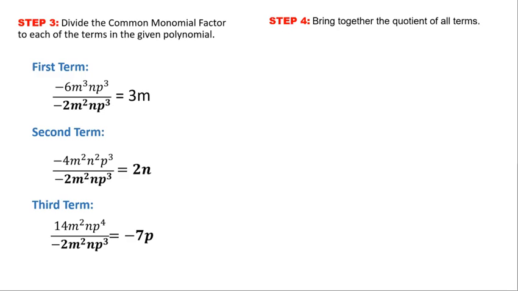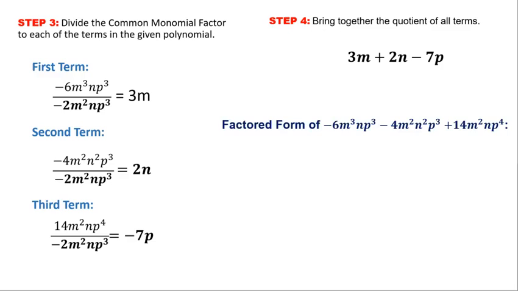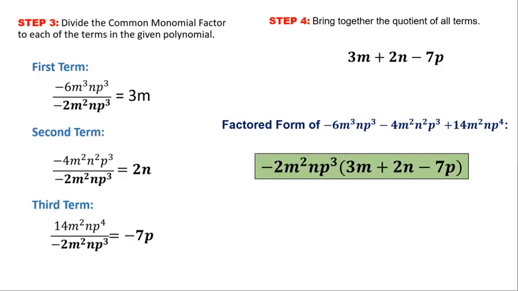So for the step 4, bring together the quotient of all terms. We have 3m plus 2n minus 7p. And we attach it to our common monomial factor. We will now get the factored form of our given polynomial, which is negative 2m squared and p cubed times the quantity of 3m plus 2n minus 7p. And that's it. That's our final answer.